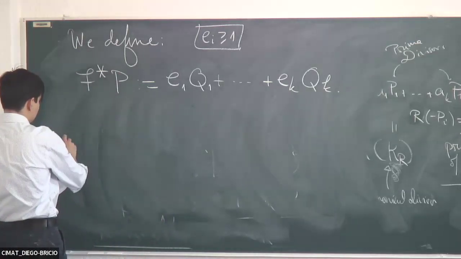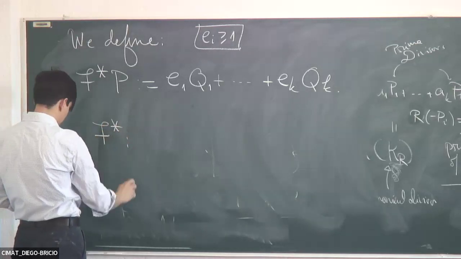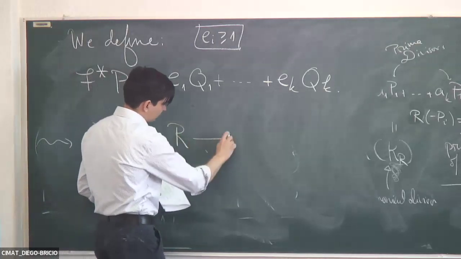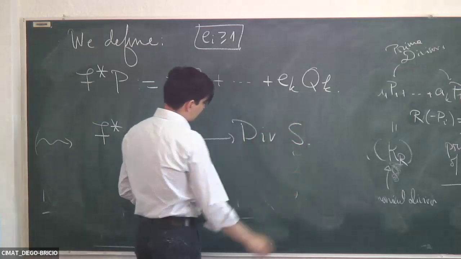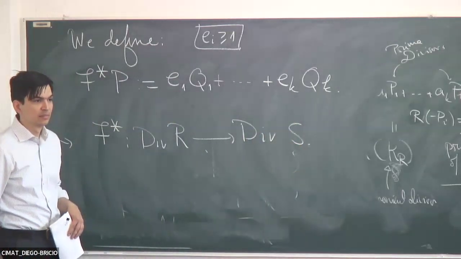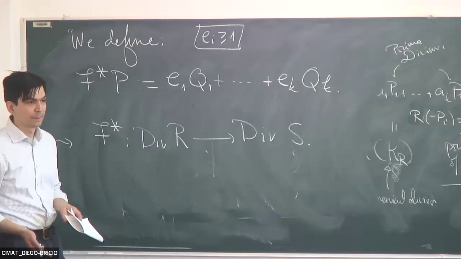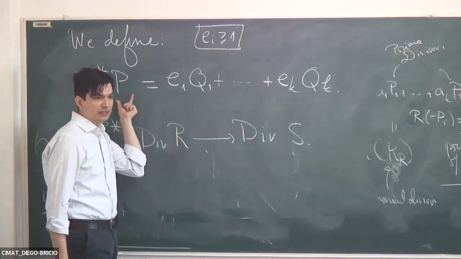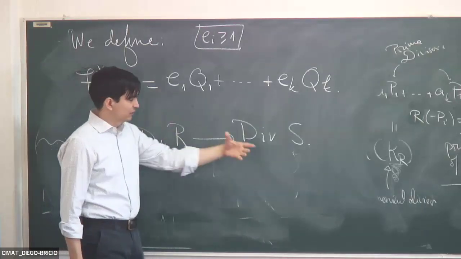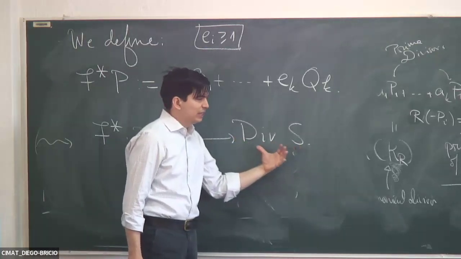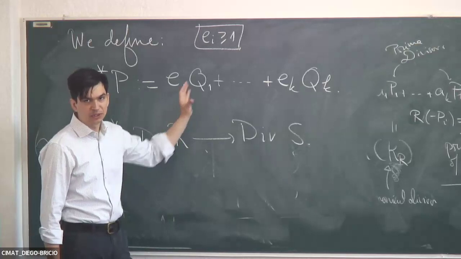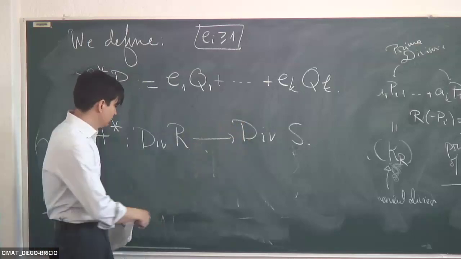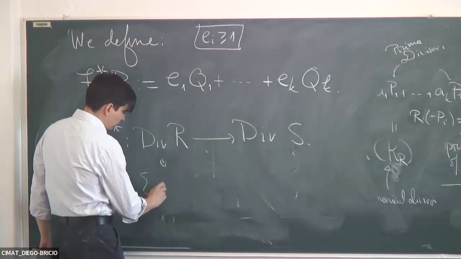So using this, you can extend it to a homomorphism of abelian groups from divisors of R to divisors of S. How do you do that? By linearity. Remember that this is the free abelian group generated by prime divisors. This is the free abelian group generated by prime divisors of S. If I have any function whatsoever from prime divisors to divisors, that automatically defines a homomorphism just by extension, by linearity. This is just a formal sum. So something here will be a formal sum.